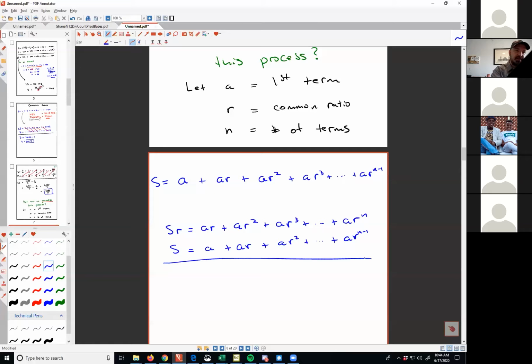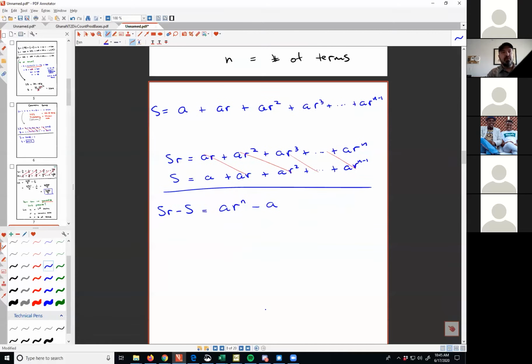So now we take these two and we subtract them. And we can see a lot of the terms are the same, and we'll cancel. And what remains is AR to the n minus A. And now, what do we do with this? Our goal is to get which variable? S. So we need to get S alone. How do we do that?